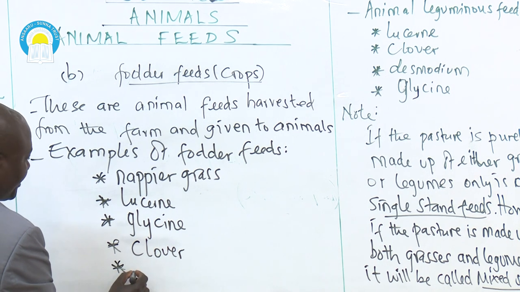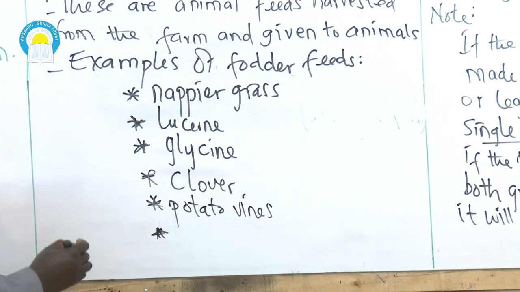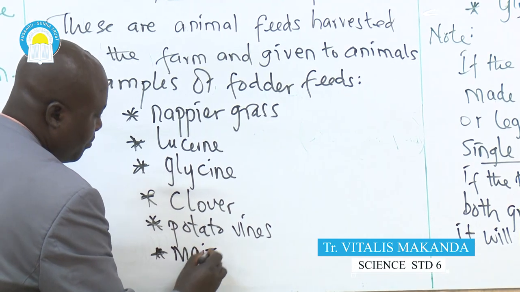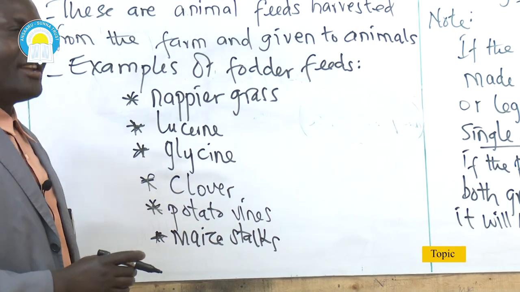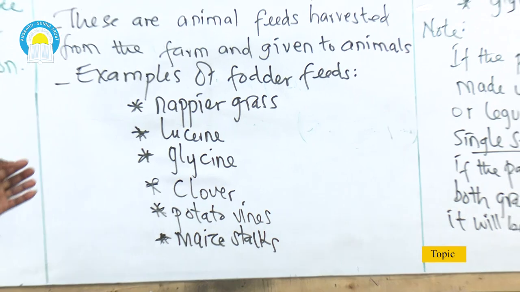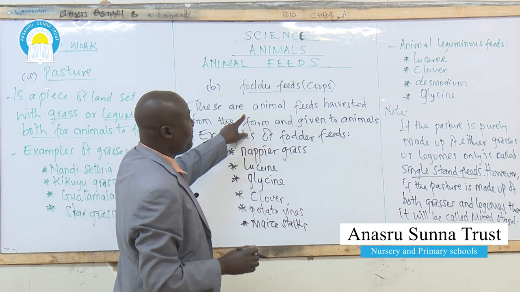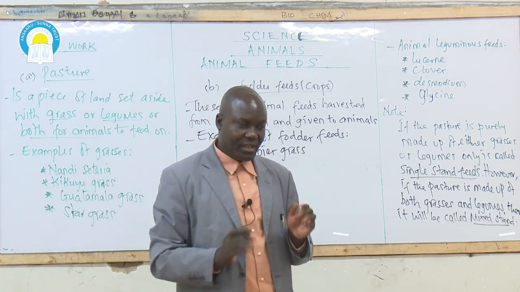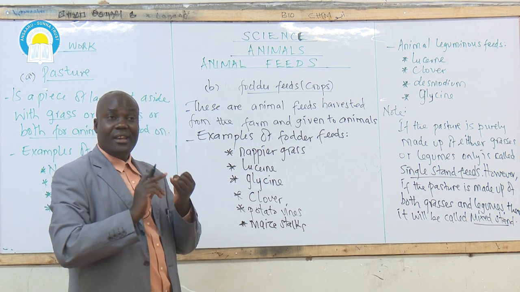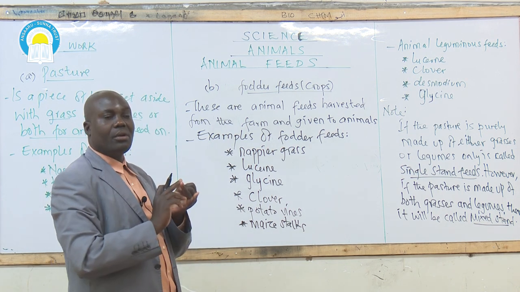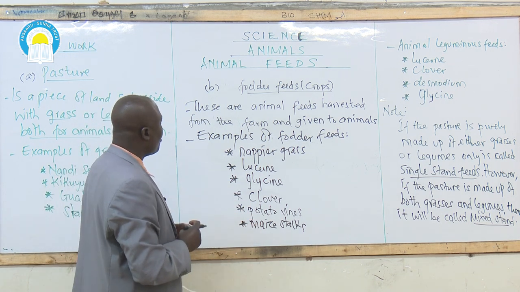We have potato vines. We also have maize stalks. We also have Guatemala grass, Setaria, and many others that you can name. They fall under this group of fodder feeds. The key word is fodder feeds here; animals do not feed on them directly in the farm. However, as a farmer, you harvest and cut them, then you give to the animals either in the stalls, that's in zero grazing, or when they're under paddocking method or strip method. So that's what we call fodder feeds.